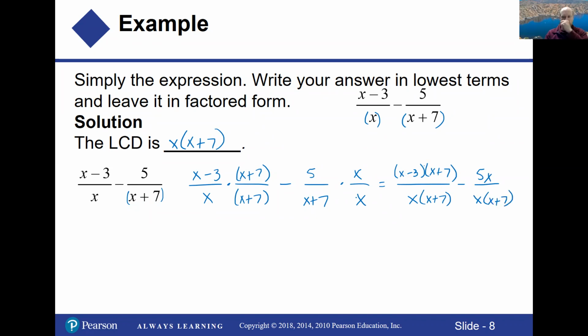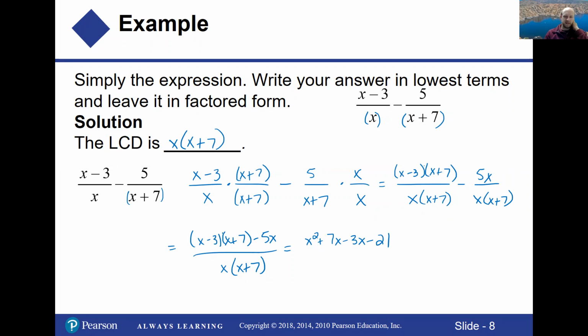Okay, and now I'm just going to show all the steps. I'm going to write this numerator as one expression on the top. So I have (x minus 3) times (x plus 7) minus 5x, all over x times (x plus 7). I'm not going to do anything with the denominator. Let's factor out the numerator. So let's FOIL (x minus 3) times (x plus 7). That would be x squared plus 7x minus 3x minus 21.